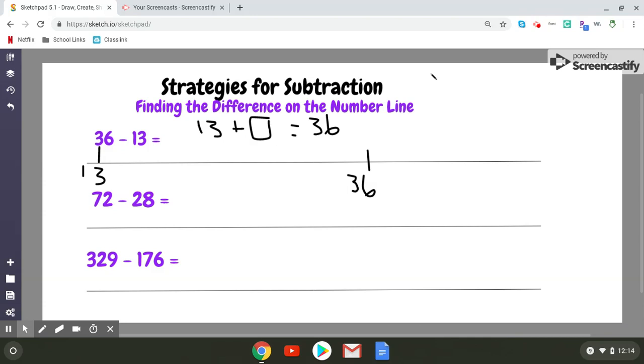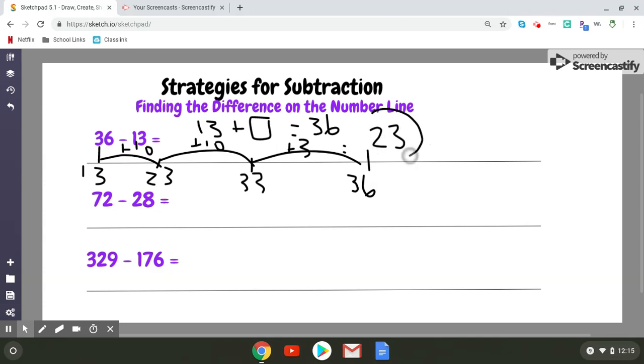So if I'm starting out at 13, I can add 10 to 13 and get to 23. And then I can add another 10 to get to 33. This is obviously not to scale. Then I just have to add another 3 to get to 36. So the place where I find my answer when I'm using this strategy is on top of the number line. How much did I have to count up in order to get from 13 to 36? Well, if I add 10 plus 10 plus 3, that equals 23. So my answer to 36 minus 13 is 23.